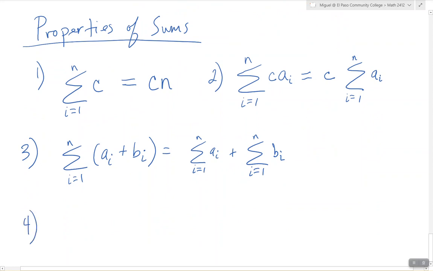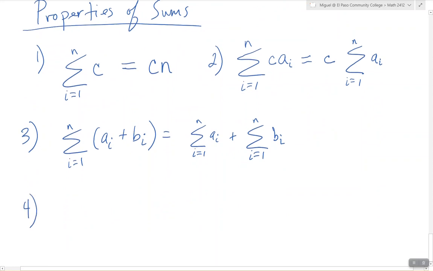And the fourth property they have is the same as 3, but for subtraction: one sigma minus another.